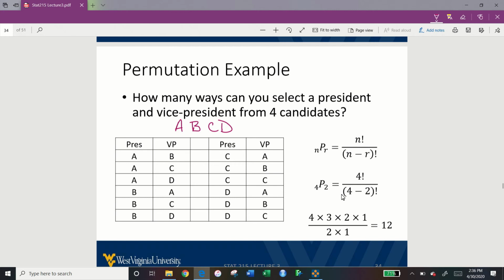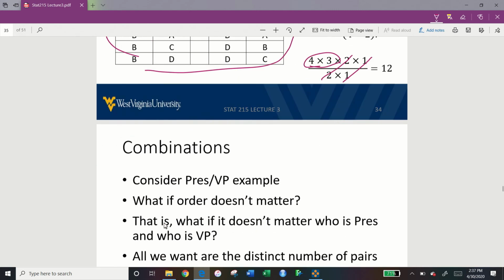Expanding out, that will give us 4 times 3 times 2 times 1 in our numerator and 2 times 1 in our denominator. To make things easy, let's cross out, and that gives us 4 times 3, which would equal 12 ways. We could also do this in a chart, as seen here. And we could simply count the number of ways, and clearly if we count, we'll have 12 ways. But, as always, I like to do things a little bit shorter and a little more mathematically sound.